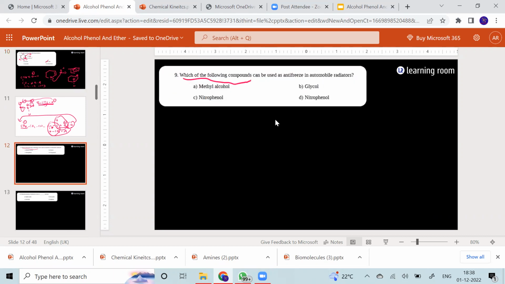Next. Which of the following compounds can be used as antifreeze in automobile radiators? I think the answer is glycol. What is the answer? This is a famous question, right? Antifreeze. Guys, the answer is not nitrophenol. What is it? Can you guys check in the book?